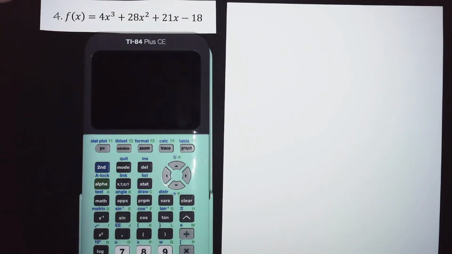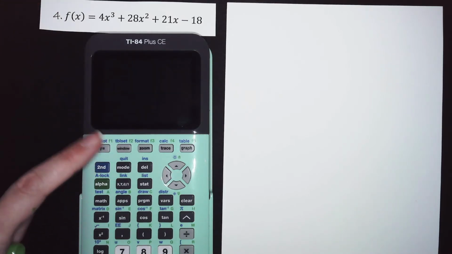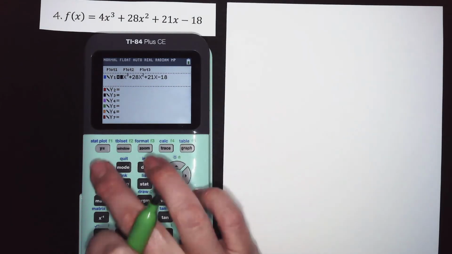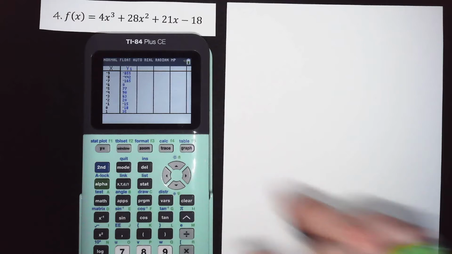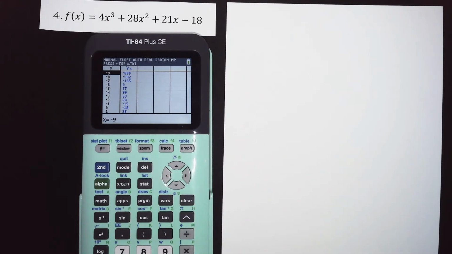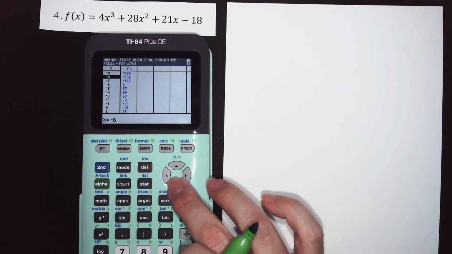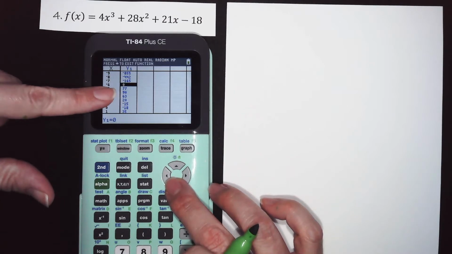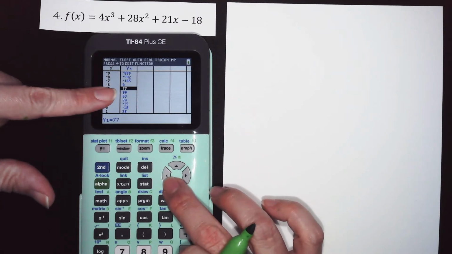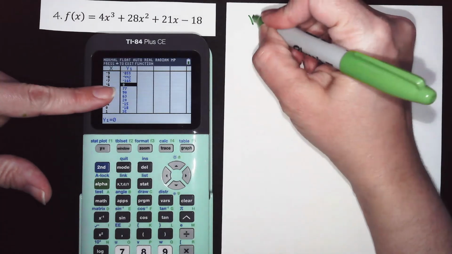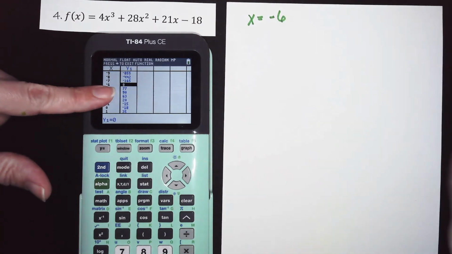For number 4, we want to find all real zeros of this function. So I'm going to start off by entering it into my calculator. I've already done that, and I'm going to go to my table. So for second graph, and it takes you to your table. And we look for that location principle where the y changes from a negative to a positive. Well, this one gives us an exact 0. So see, it was negative, here it's positive. In between them, we have to have a 0. So I know that x is going to equal negative 6.